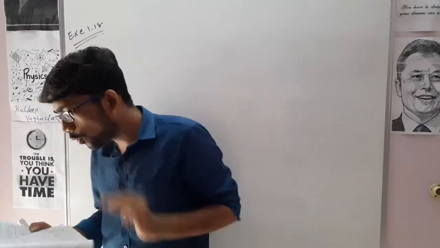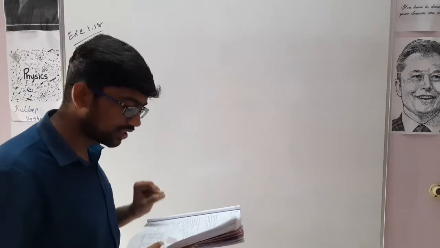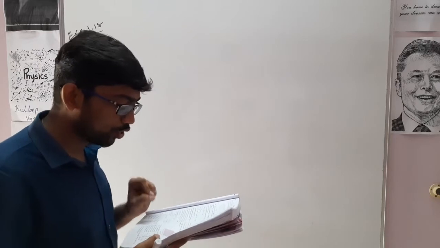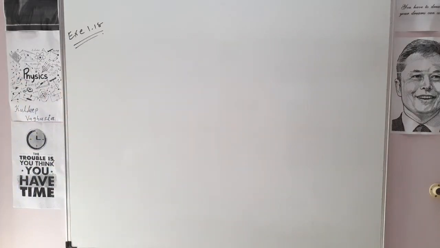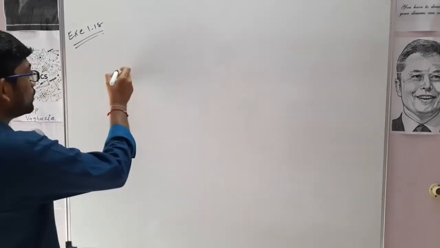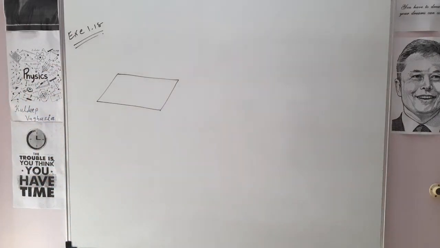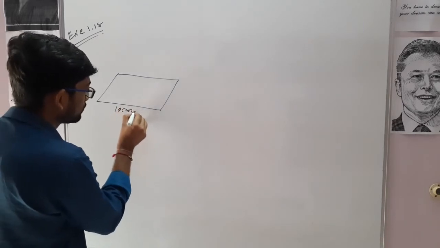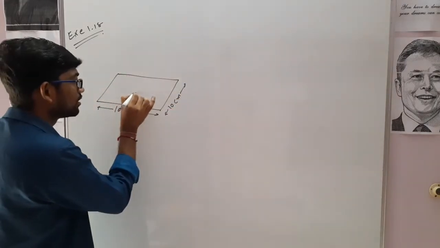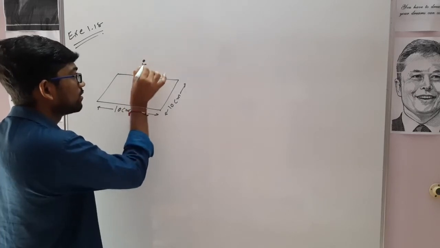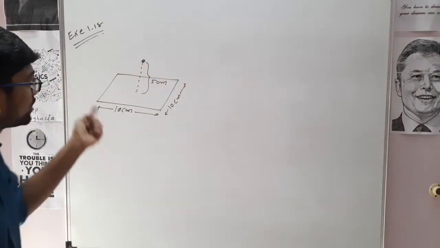Exercise 1.18: a point charge of 10 microcoulomb is at a distance of 5 centimeter directly above the center of a square of side 10 centimeter, as shown in the figure. What is the magnitude of the electric flux through the square? Okay, now see, it is like this. There is a surface. Distance is 5 centimeter, side is 10 centimeter. Exactly from the center to here is 5 centimeter. Here the charge is. So what is the electric flux passing through this surface?